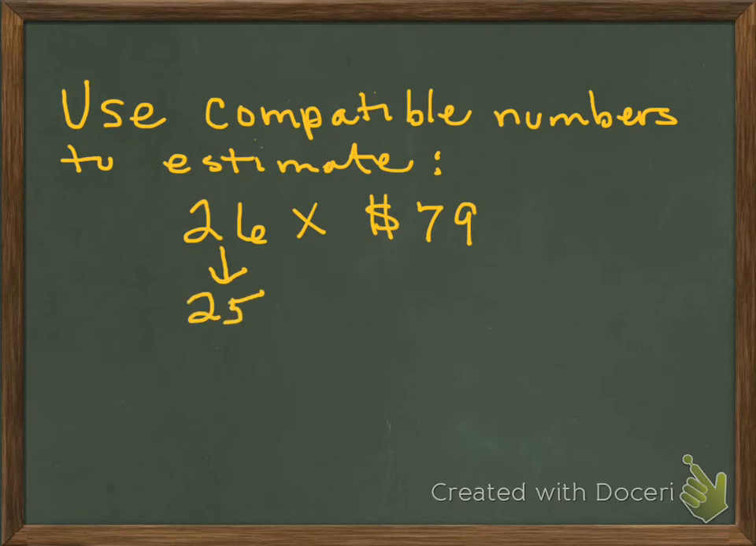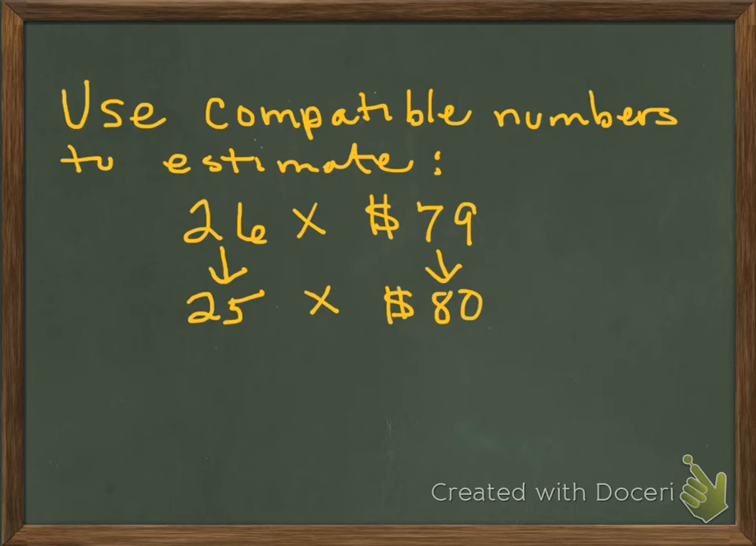It's not that I know my 25 times tables, but when I think of 25, I think of a quarter. I think I can multiply. I think I know quarters. And I'm going to take that $79 and say that's really close to 80. 80 would be a really easy number for me to multiply.